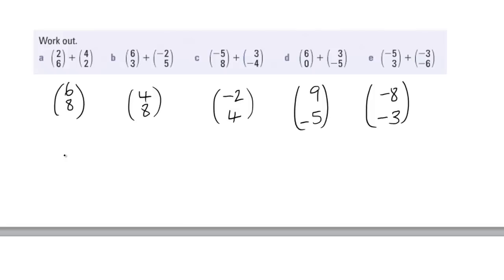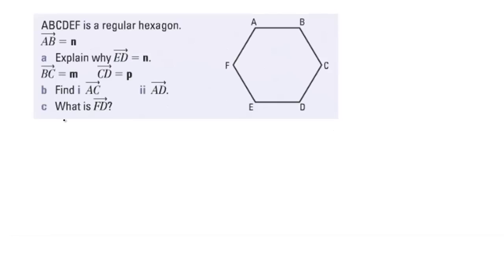Another aspect of the vectors that you're likely to encounter is vector algebra. Coupling it with geometry and some diagrams and a little bit of background knowledge, we can use vectors to prove things, we can use vectors to illustrate things. Let's look at this question here. It's a regular hexagon, so we know that all its sides are the same length. We know that all its angles are the same. What else are we told? We're told that from A to B can be represented by the vector little n.